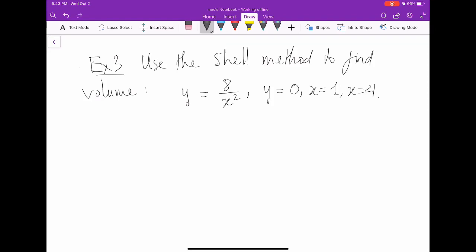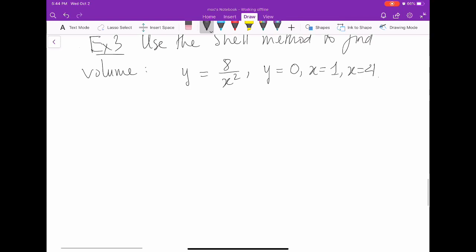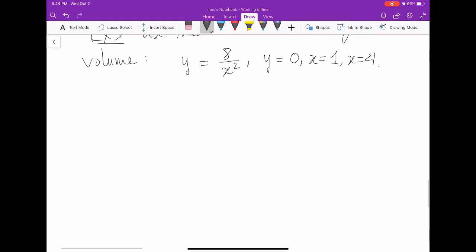All right, now let's consider the third problem. Use the shell method to find the volume of a solid region obtained by revolving the region enclosed by graphs of functions y equal to 8 over x squared, y equal to 0, x equal to 1, and x equal to 4, right? About the x-axis.